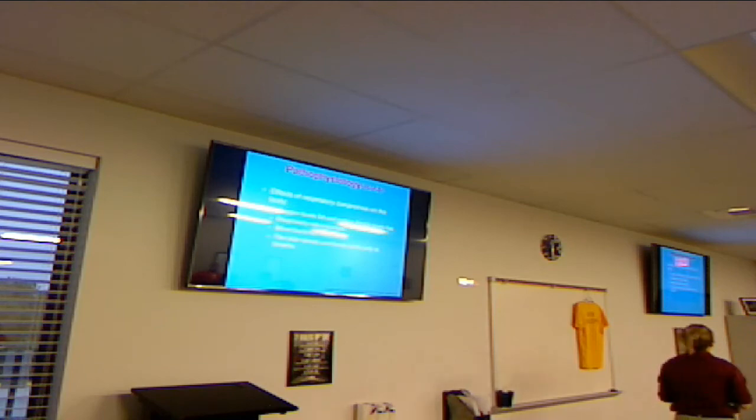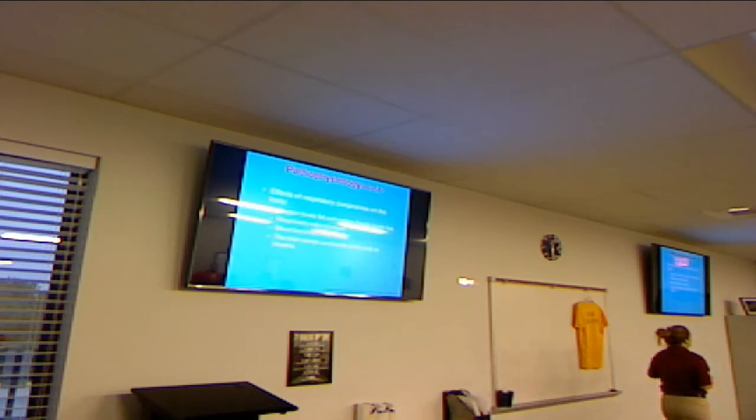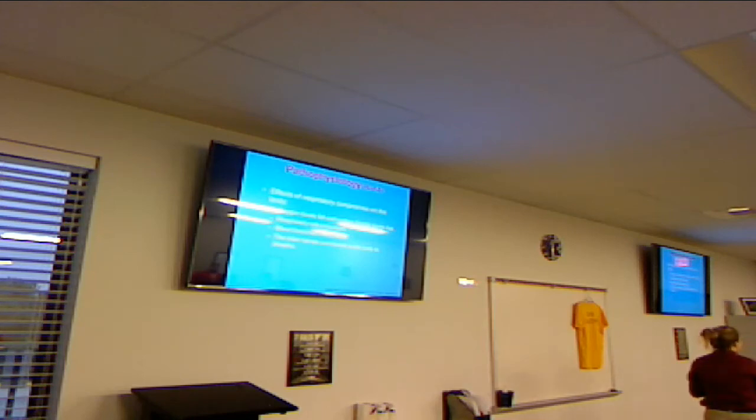So some effects of respiratory compromise on the body: your oxygen levels are obviously going to fall and your carbon dioxide levels are going to rise. Your respiratory rate is going to increase. Your blood becomes more acidic. And the brain sends the command to the body to breathe. So this is where your respiratory rate is going to increase. Your body wants to blow off the carbon dioxide.